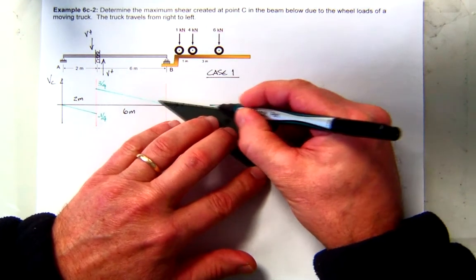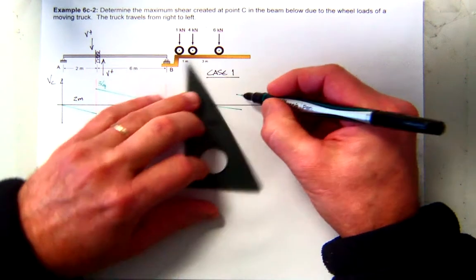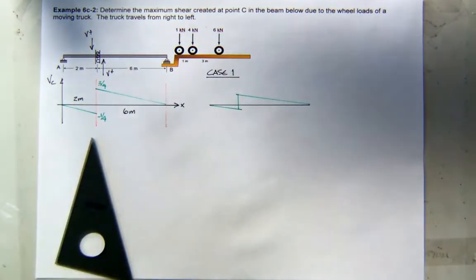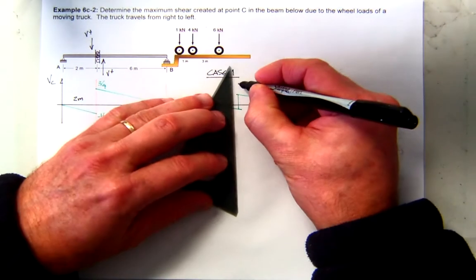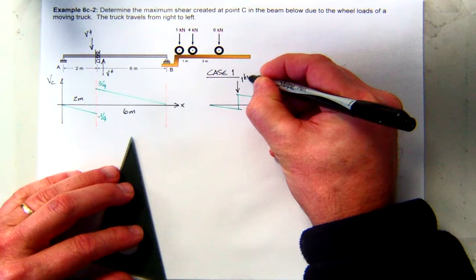I will redraw it to some scale. So there's the influence line. So we'll let the first load come and sit right about there. That's the 1 kilonewton load.